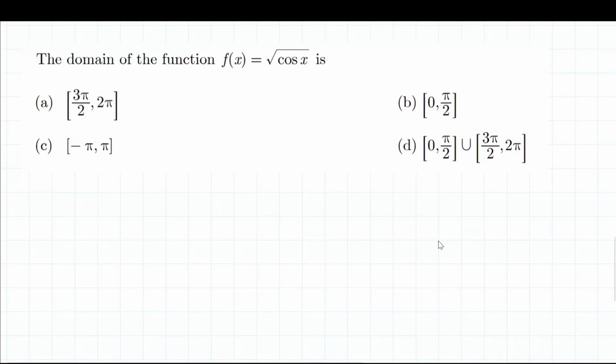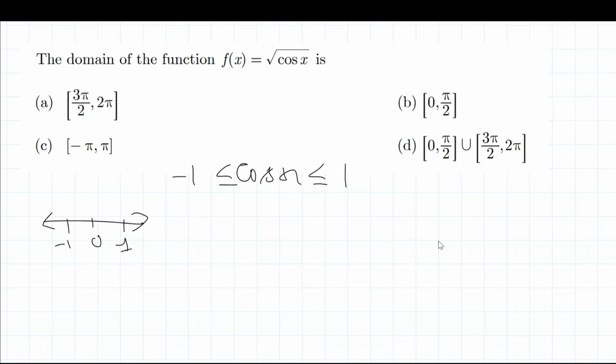The next question, which is an MCQ, says find the domain of this function, under root cos x. We should begin with cos x only. I'm not talking about the domain, which is x over here. I'm talking about cos x. The value of cos x varies from -1 to 1. Let's say this is -1, this is 0 and 1. So this is what the value of cos x varies from.